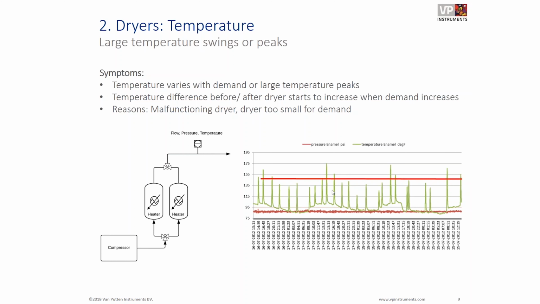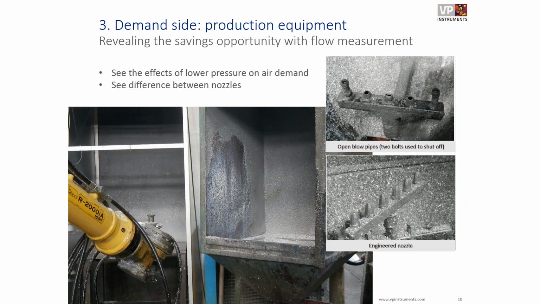What you can also do, if you have a fridge dryer, is look at the temperature difference over the dryer as a function of flow. In that case, you can also see when the dryer is undersized, because then the outlet temperature will start to rise, and the fridge dryer is not able to cool down the air anymore.